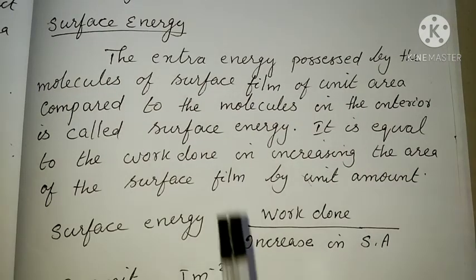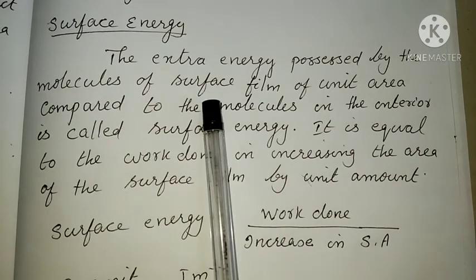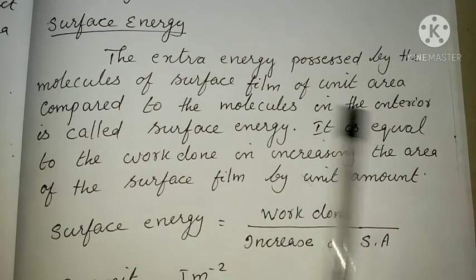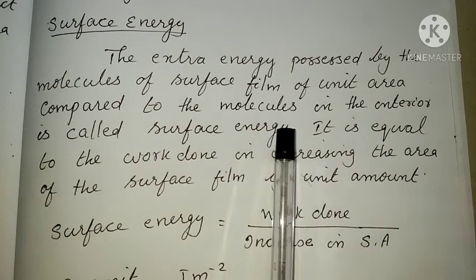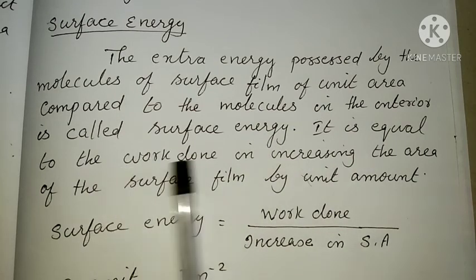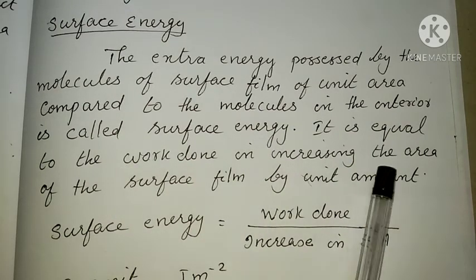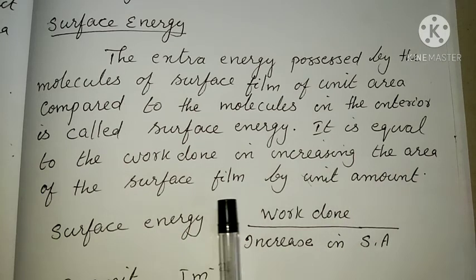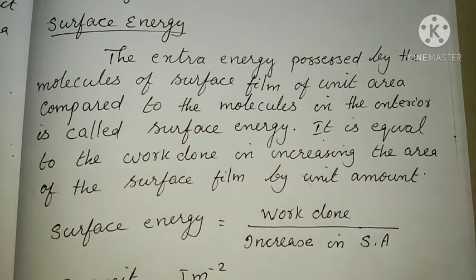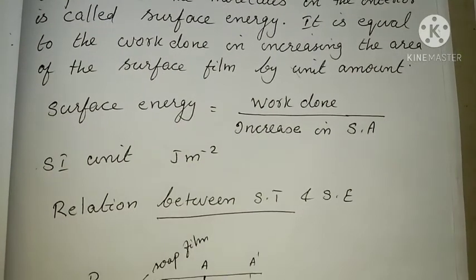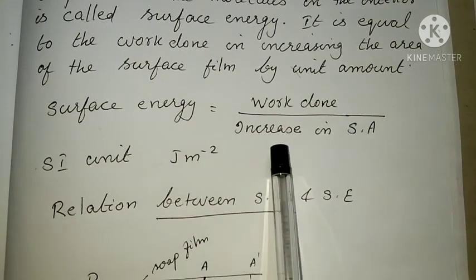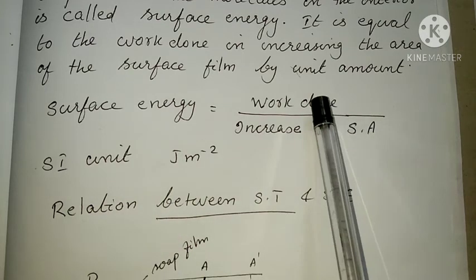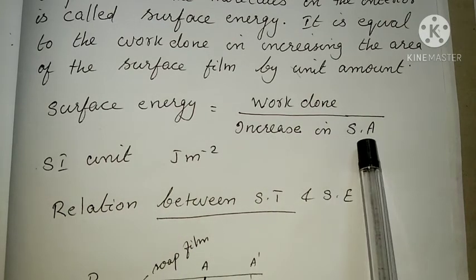So we can define surface energy as the extra energy possessed by the molecules of the surface film of unit area compared to molecules in the interior. It is equal to the work done in increasing the area of the surface film by unit amount. So the equation is surface energy equals work done divided by increase in surface area. And what is the SI unit? Joule per meter square. Okay.